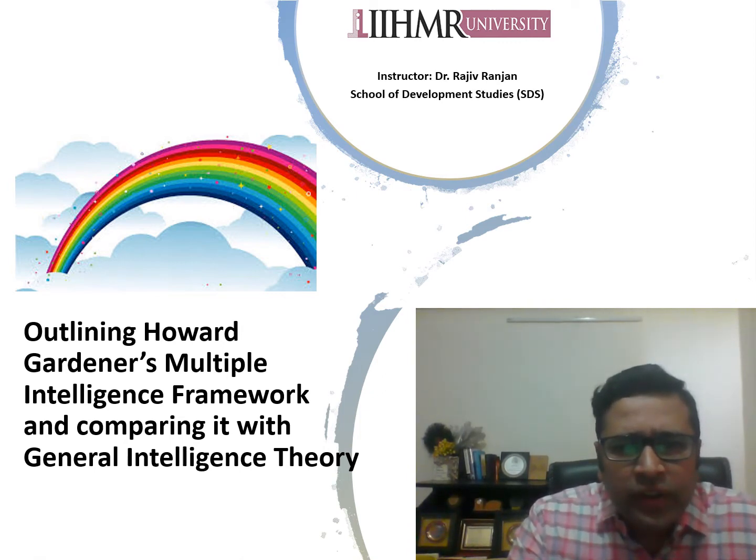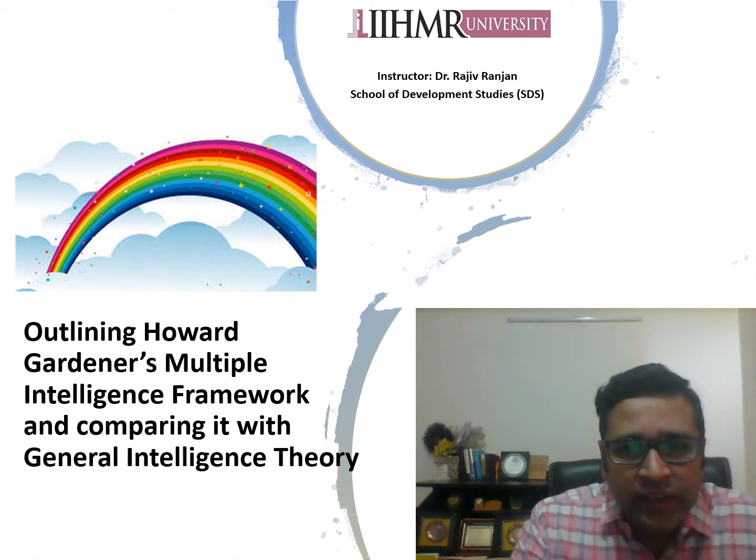Today we are going to talk about Howard Gardner's theory of multiple intelligences and compare it with general intelligence theory. The multiple intelligence theory suggests that there is not one dominant intelligence, but musical, rhythmic, visual, spatial, verbal, linguistic, logical, mathematical, bodily, kinesthetic, interpersonal, intrapersonal, and naturalistic.